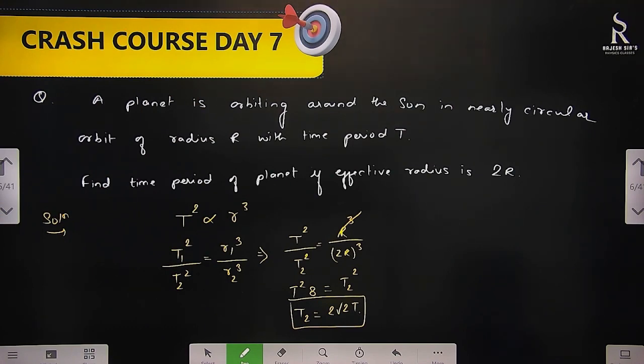Then what more questions can we do on Kepler's laws? Awkward questions, awkward values are also given to us, which we can solve. What awkward? Radius will be 3 by 2r or maybe 3r by 4 or something like that. Such questions can also be asked from us.